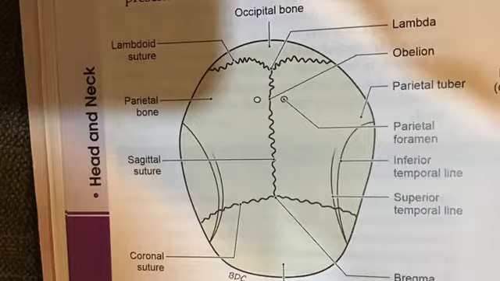The sutures and the points: you can see the bregma is the anterior point and the lambda is the posterior point. The anterior suture is called the coronal suture, and the vertical central suture is the sagittal suture, and posteriorly it is the lambdoid suture.